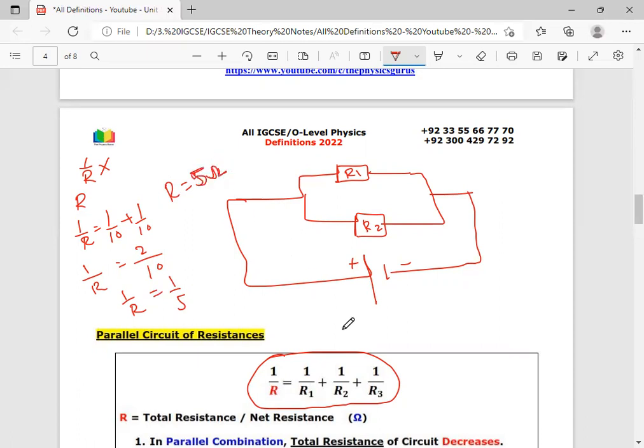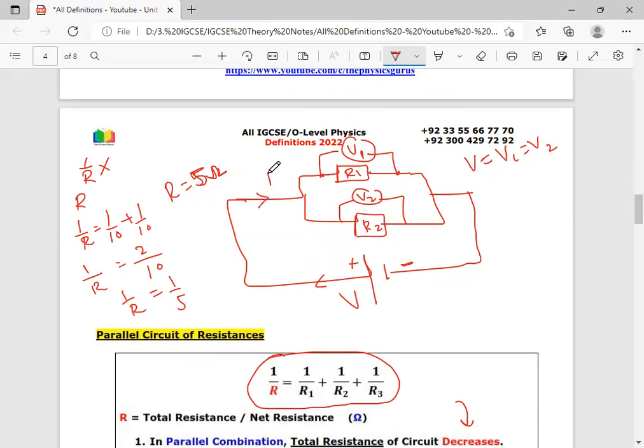So in parallel combination, the total resistance of the circuit decreases. Why? Because there is a reciprocal of the resistance. Now you can see that if this is the voltage, then the voltage across resistor R1 will be V1, and the voltage across resistor R2 will be V2. It is the property of parallel combination of circuits that voltage across each component remains the same. The reason is that all left sides are connected with the positive terminal of the battery and all right sides are connected with the negative terminal of the battery, so they are at the same potential.